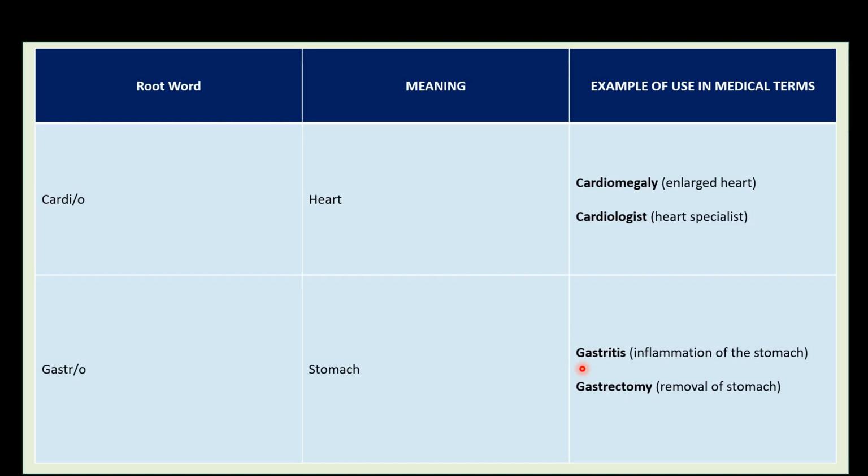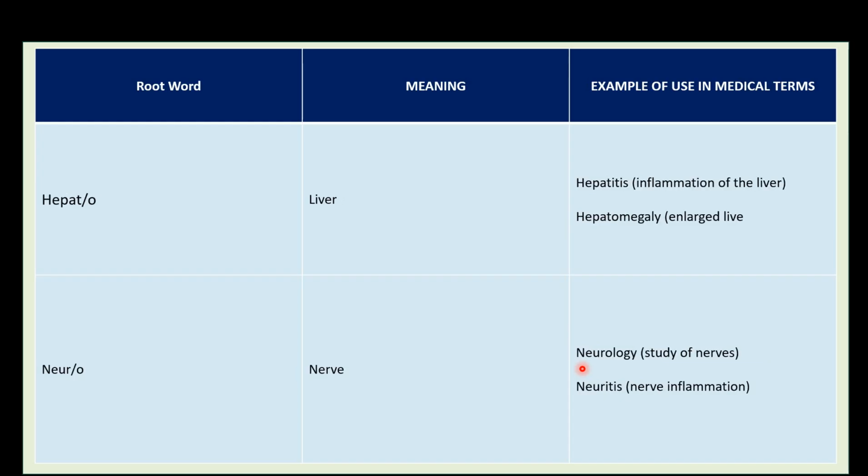Okay, all right. So let's move to the next thing, that is hepato. Hepato is always related to liver. So whenever there is a discussion related to the liver, we will use the root word hepato. Like hepatitis. Hepatitis means inflammation of the liver. Hepatomegaly. Hepatomegaly means enlarged liver. There is a typo; this is liver. Okay, enlarged liver.